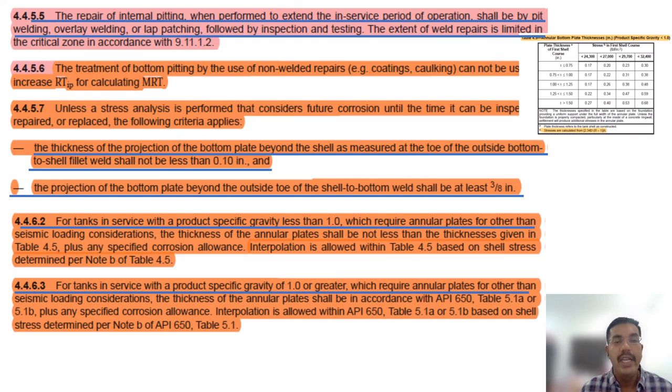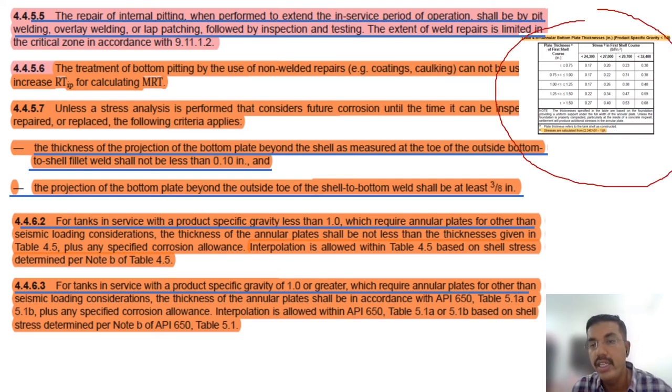Repair of internal pitting, when performed to extend the in-service period of the operation, shall be pit welding, overlay welding, or lap patching, followed by inspection and testing. So this is the annular bottom plate thickness table. Usually this table comes as an open book. That's why I put it here.